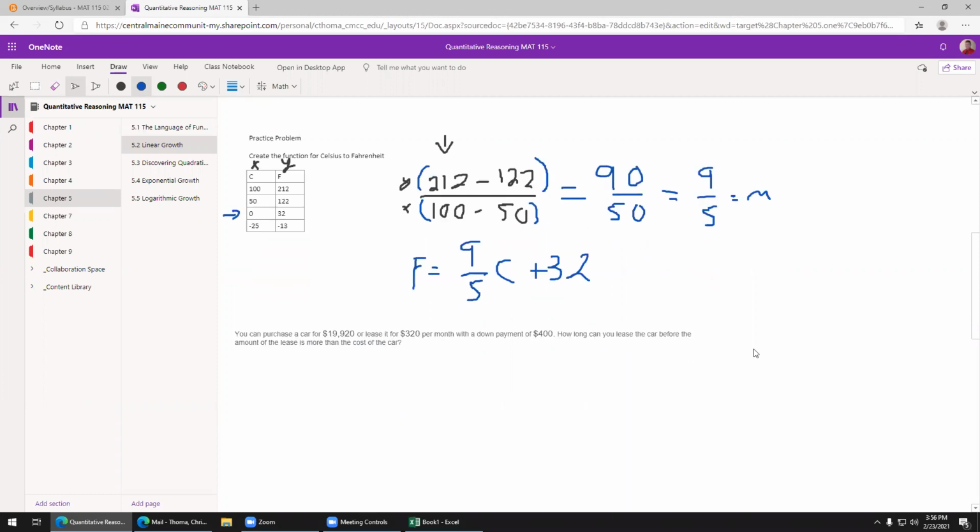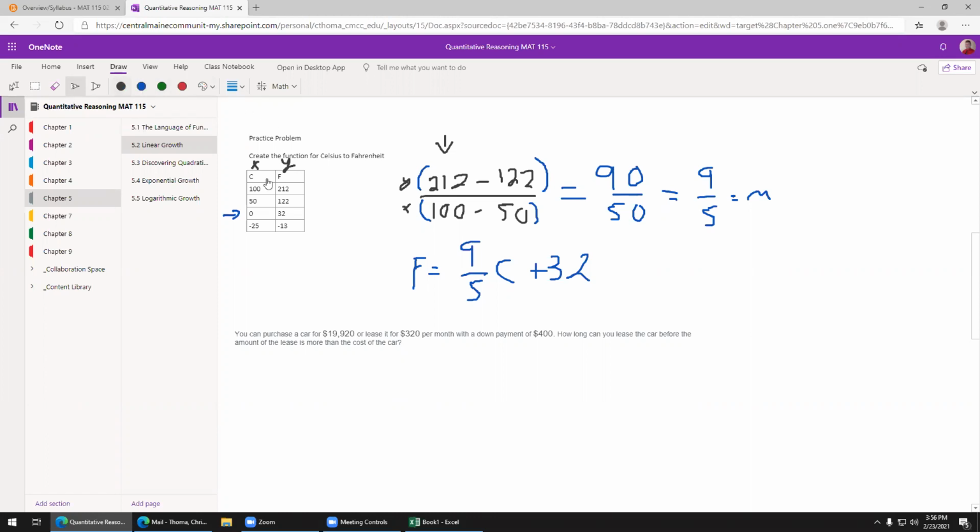All right, we got about 4 minutes. I want to finish this out. So this is one of the problems from the homework. I copied it, so we'll finish here. You can purchase a car for $19,920. I copied this right out of Hawk, so your numbers would be different because it changes the numbers. Or you can lease it for $320 per month with a down payment of $400. So how long can you lease your car before the amount on the lease is more than if you would have just originally bought the car, right?